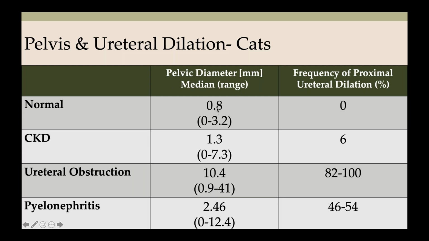So normal, again, you really shouldn't see much pelvic dilation in normal cats, and we shouldn't expect any cats really to have proximal ureteral dilation. CKD has been reported to have up to about a 7 millimeter dilation, but on average it's only about 1 to 1.5 millimeters, and it's pretty uncommon that there's going to be proximal ureteral dilation, and we're going to discuss that a little bit more. Ureteral obstruction tends to be the most pronounced. You can have up to 4 centimeters of renal pelvic width, and the majority of these cats are going to have proximal ureteral dilation. The only other thing that really is on the list when you have significant dilation and proximal ureteral dilation is going to be pyelo, but there is a decent amount of overlap between ureteral obstruction and pyelo, and I would even argue, especially when you're just talking about the renal pelvis, with cats with CKD as well.